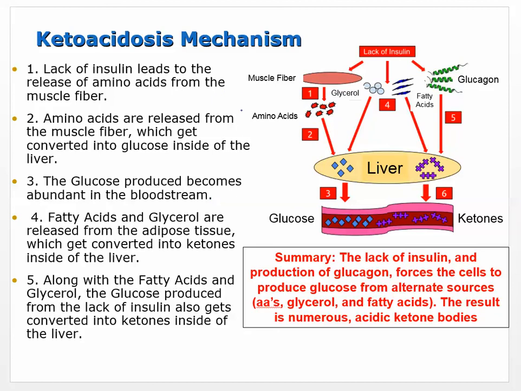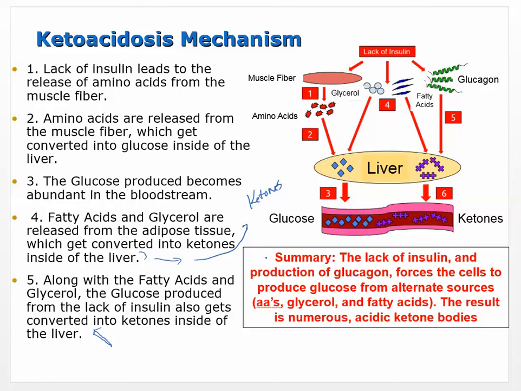Okay, so this is kind of the trigger for glucagon release. So you produce glucose from amino acids, and then the fatty acids and glycerol are released from adipose tissue, which the fatty acids can get converted into ketones inside the liver, and that's going to be your release of the ketones. Okay, which is going to cause the acidosis. So along with fatty acids and glycerol, the glucose produced from the lack of insulin also gets converted into ketones inside the liver. Okay. All right.